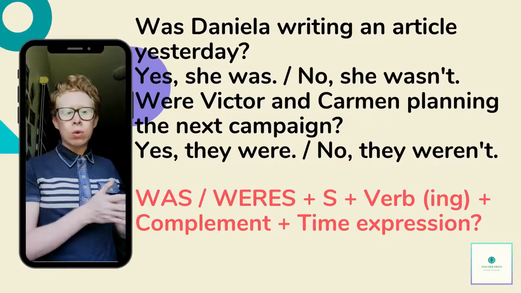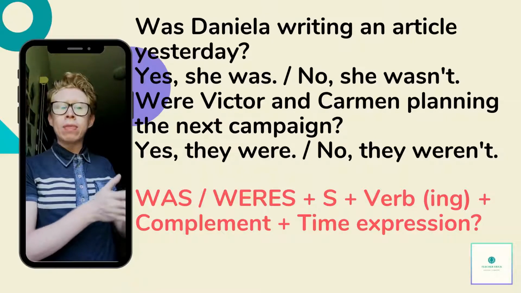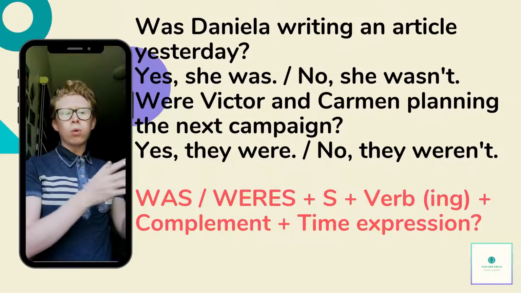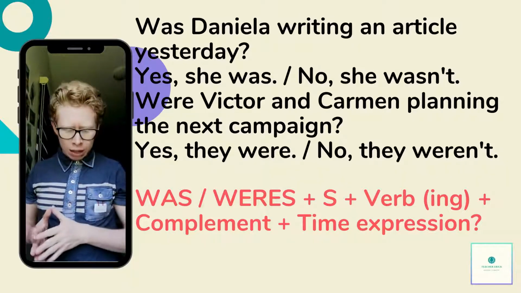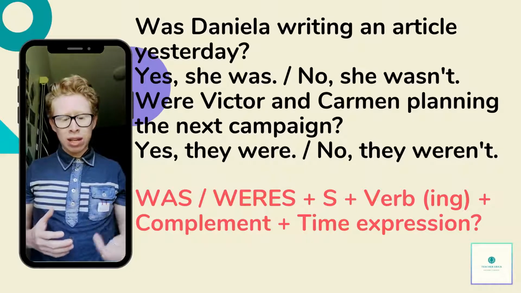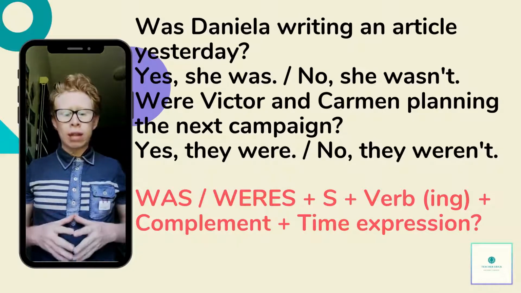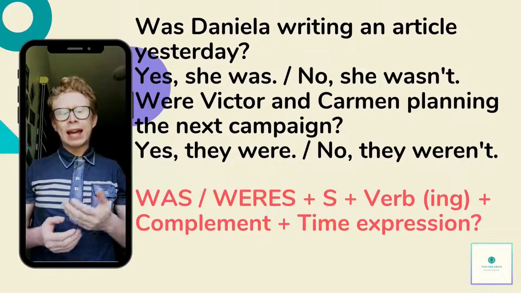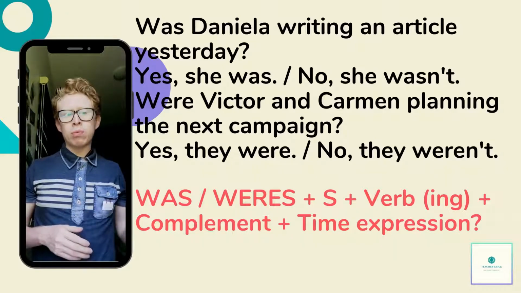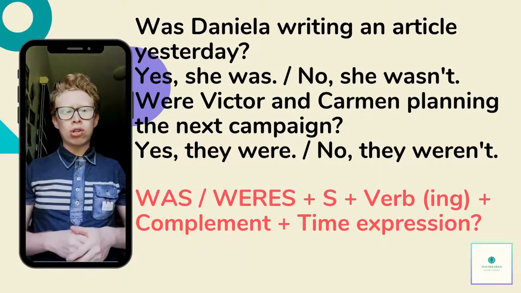At the beginning of these questions, we need first the verb to be, was or were, depending on the subject. After that, we need the subject, then we need the verb, after that the complement, and at the end we have the time expression and the question mark.